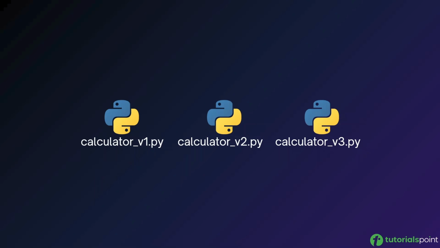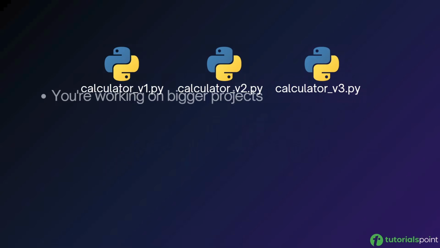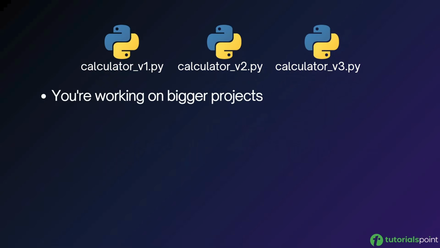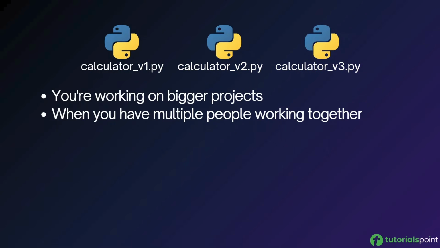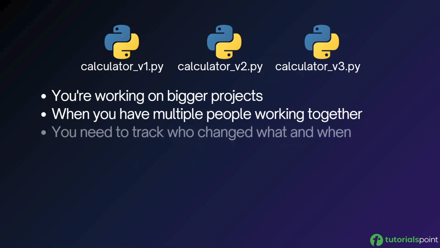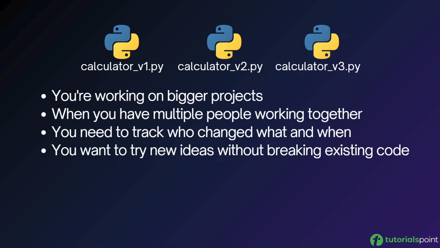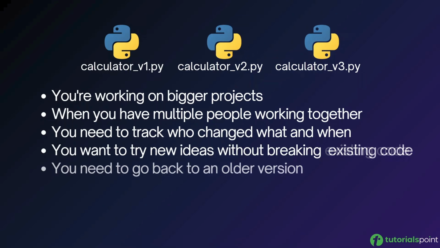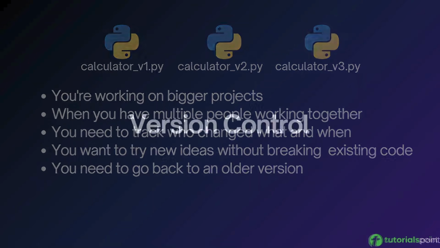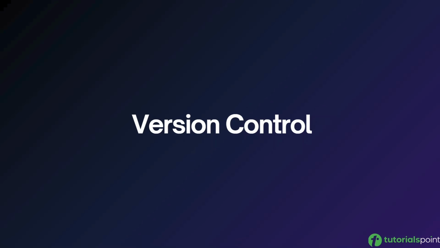This is a common problem in programming, and it gets worse when you are working on bigger projects. When you have multiple people working together, you need to track who changed what and when. You want to try new ideas without breaking existing code. You need to get back to an older version, let's say. This is where version control comes in.